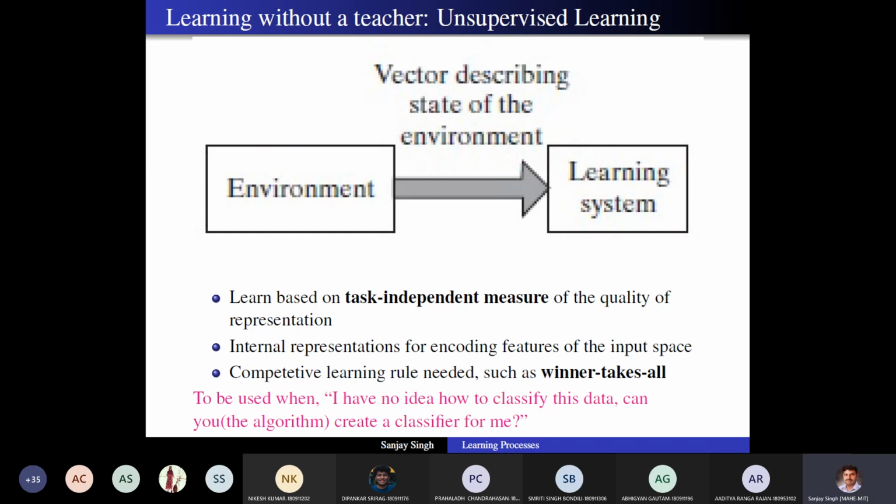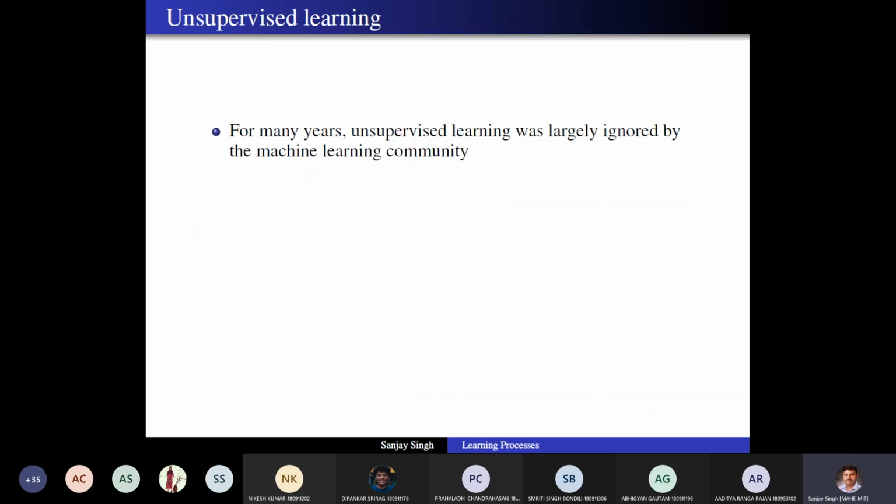It is used when you say, I have no idea how to classify this data. Can you create a classifier for me? Most of this unsupervised learning is basically not for regression, but mostly for classification. You know that clustering, etc., is one of them, the most widely known example of this unsupervised scenario.